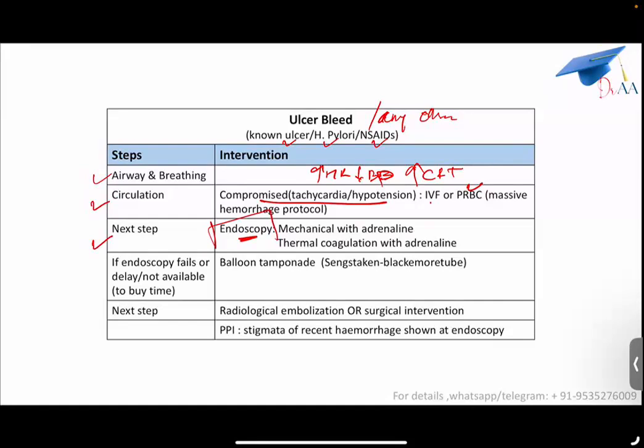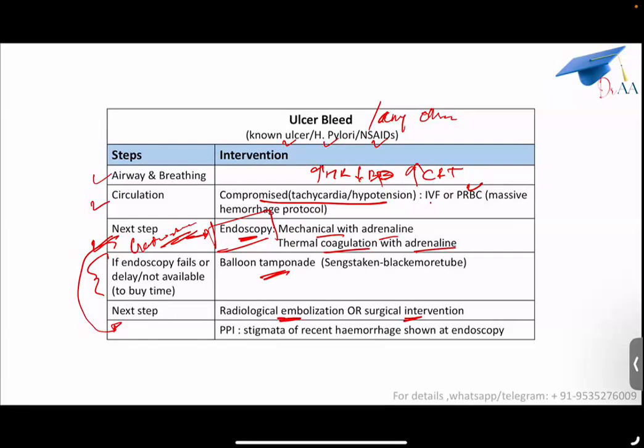Any other cause, there is no drug which will reduce the morbidity or mortality. Here we'll be going ahead with endoscopy. Endoscopically, they might stop the bleeding using adrenaline or thermal coagulation with adrenaline. That is their headache, they'll not test you on this. For endoscopy, you need to involve the gastroenterologist. That is where they will test you, the importance of it. If this endoscopy fails or you want to buy time because the gastroenterologist is not there, then you can try balloon tamponade as explained previously. If endoscopy doesn't work, the next best method is radiological embolization or surgical intervention you might have to do.